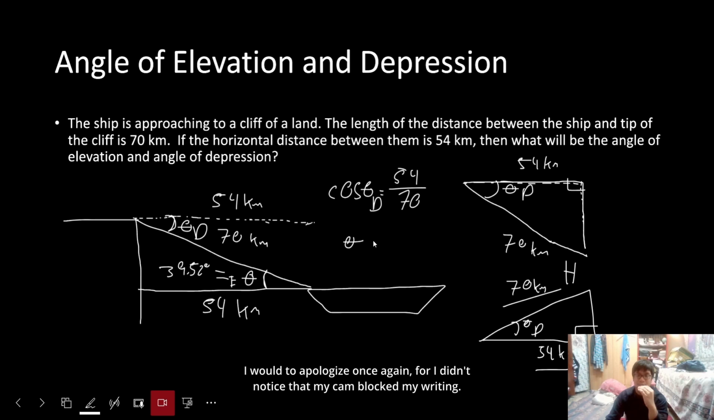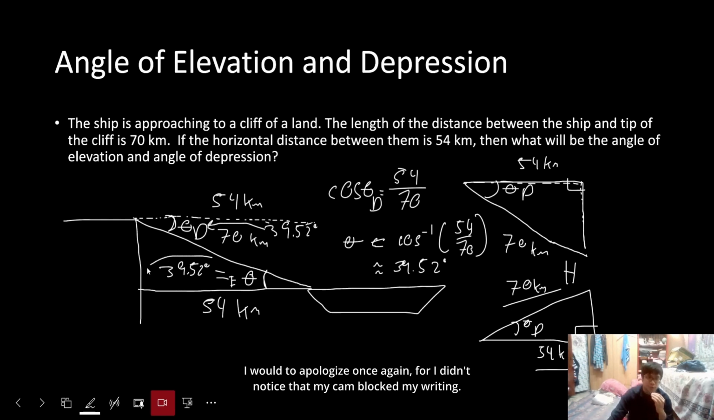Now, we will find the inverse of this one. So you will have theta equal to arc cosine of 54 over 70. And what would be the answer? At two decimal places, it is also 39.52 degrees. Now, if you observe, the angle of elevation and the angle of depression are the same. They may not be the same due to their locations, but their values are the same, numerically speaking.